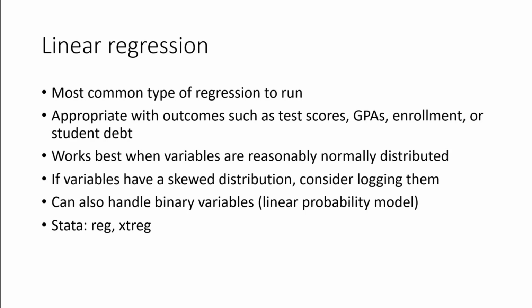Linear regression tends to work best when you have variables that are normally distributed. They follow something similar to a bell curve. And if you have a variable that has more of a skewed distribution, where you have what's called a long right tail, where thinking about student debt as an example, most people have a very small amount of student debt, but there are people who have 100,000. And if you log that distribution, it creates a more normal distribution, and then linear regression is more appropriate.